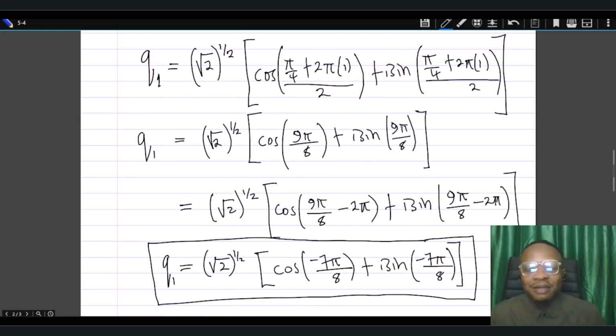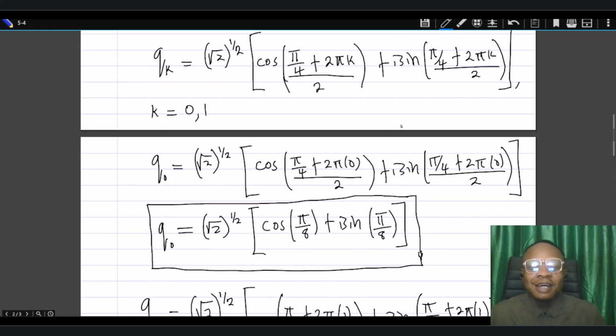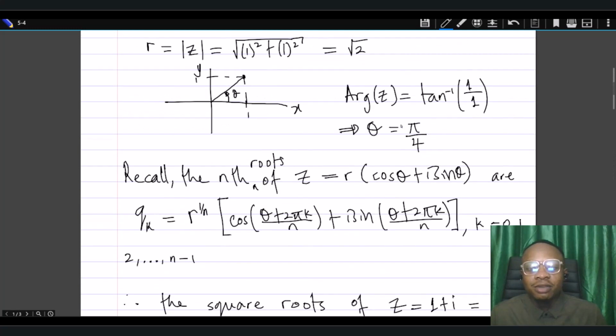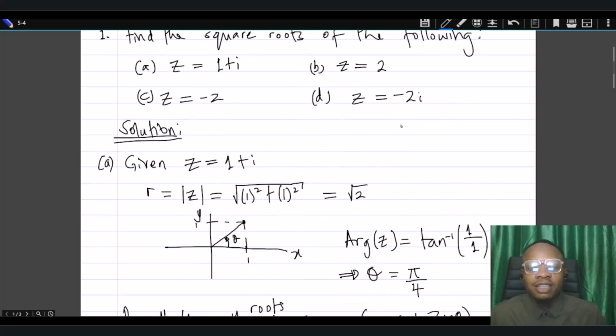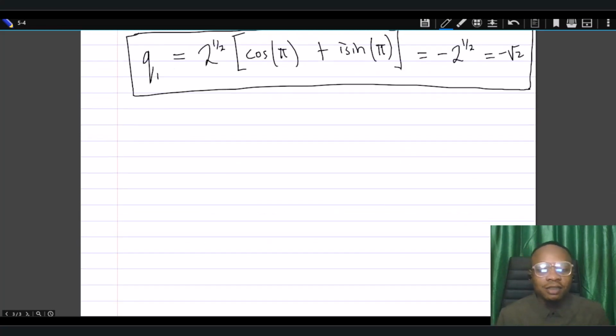So with that, we are good to go. So let's see what the next ones will give us. We have z equal to minus 2. So let's quickly get right into that and see what we get from it. So for the c part, we are given this time around that z equal to minus 2.